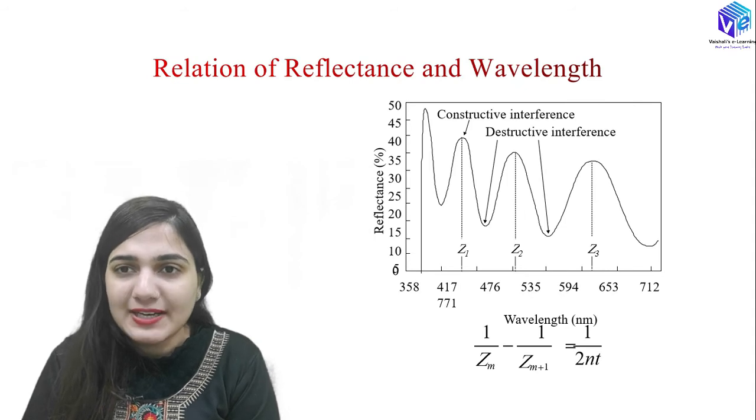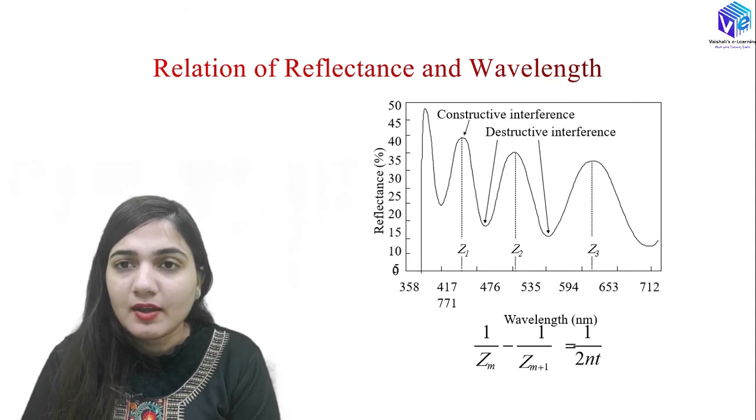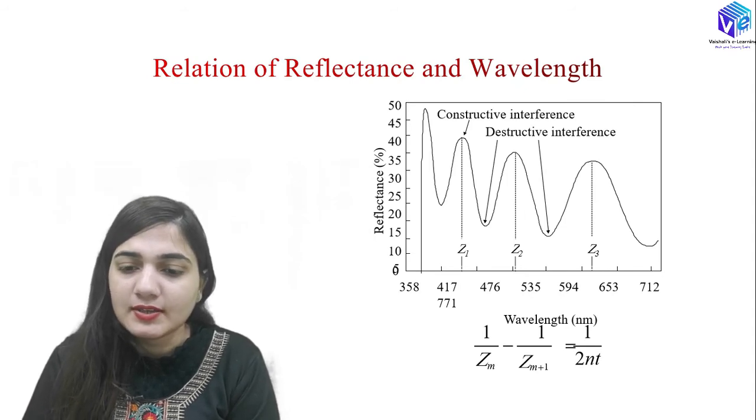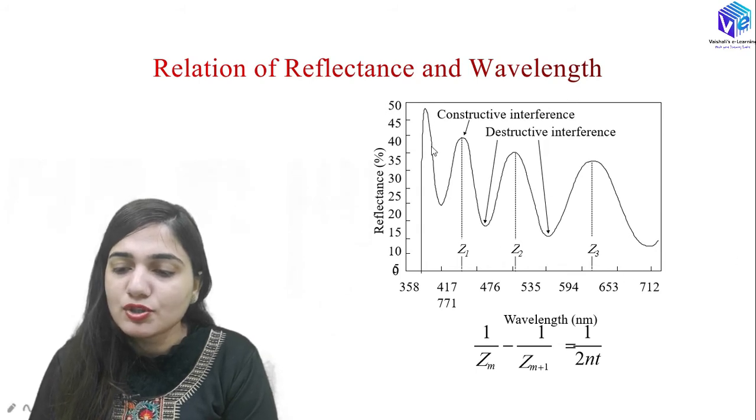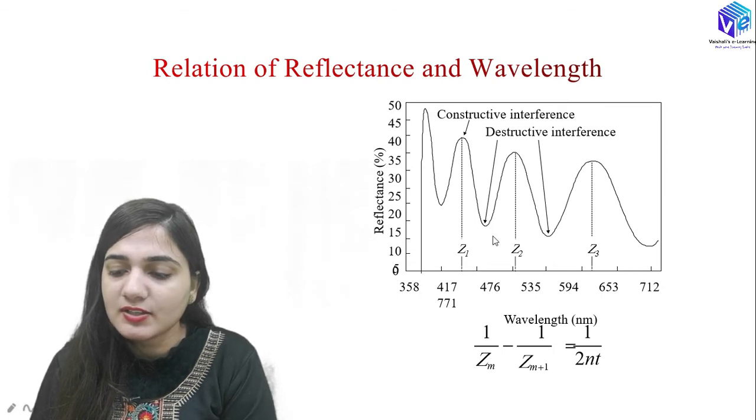I hope now you know the reason. Look at the relation of reflectance and wavelength. If I increase the wavelength, the reflectance changes, and at this point I am getting constructive interference, and at this point I am getting destructive interference.